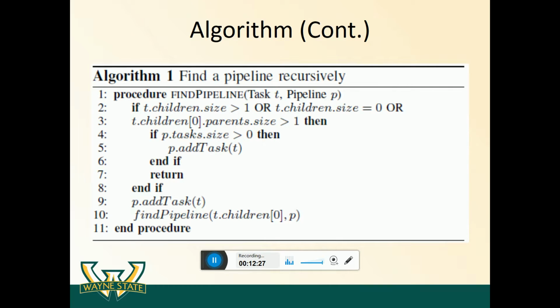As you can see, here we have Algorithm 1, which is used to find a pipeline recursively. Lines 2 to 8 show the base case of the recursion, when the processed task has no children, when it has more than one child, or when it has a single child with more than one parent task. Lines 9 to 10 show the recursive case, and at the end, the algorithm will terminate if it has reached the last child of the pipeline.